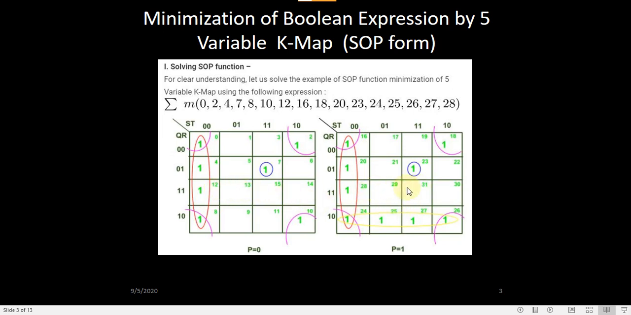Now we have done it independently. Can we club these two fours and write an expression for that? Is it possible or not possible? It is possible to club the first two rows, first two columns of both. If we club those two, the expression will reduce to S dash T dash. Correct, whatever is common.